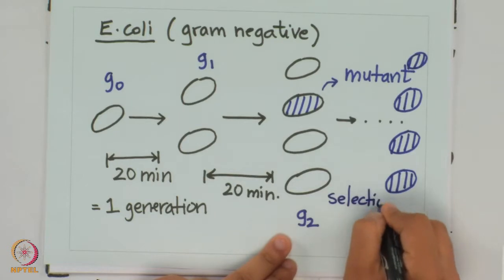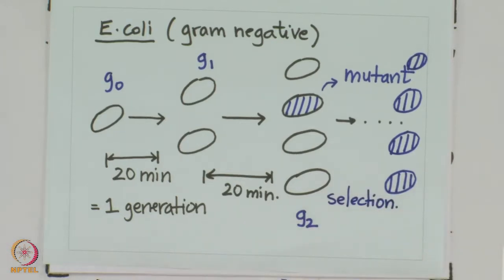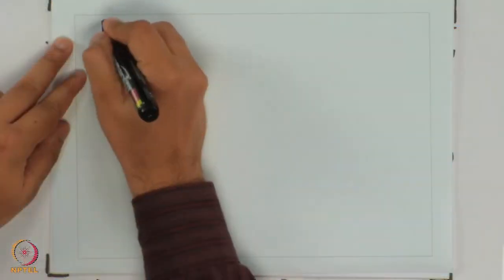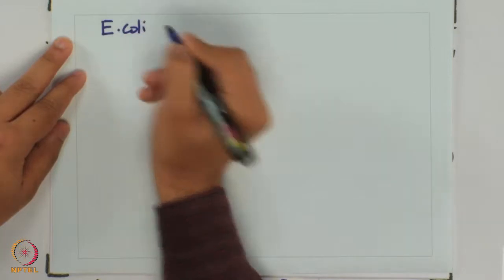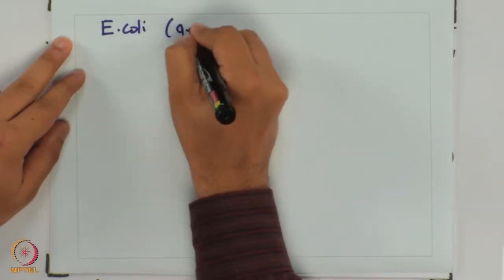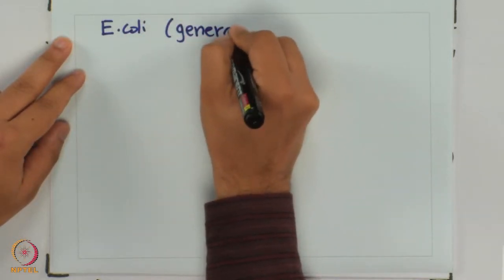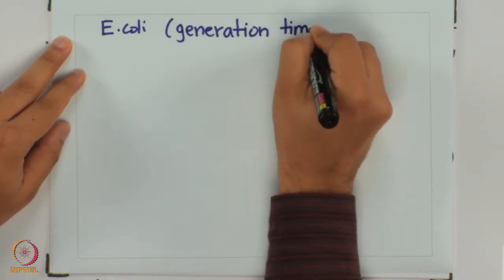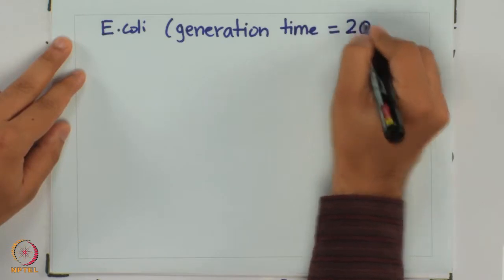So in this initial part of the course, we are going to talk about some very basic models which allow us to capture the dynamics of these three processes. To start with, we'll first start with the simplest models associated with reproduction of bacteria. So again, we are going to assume E. coli with generation time equal to 20 minutes.